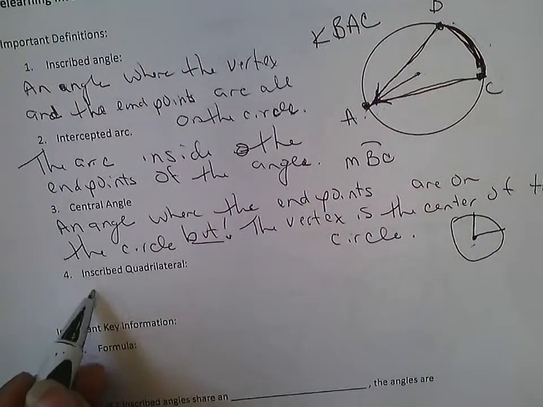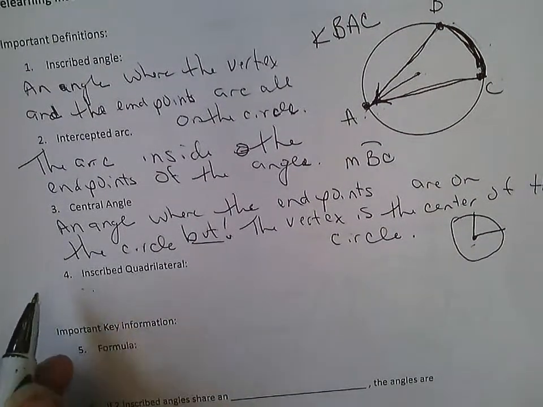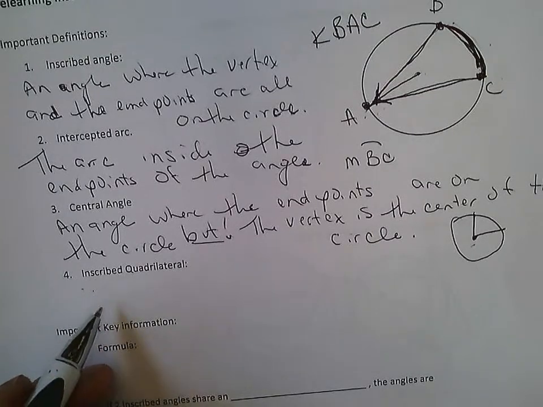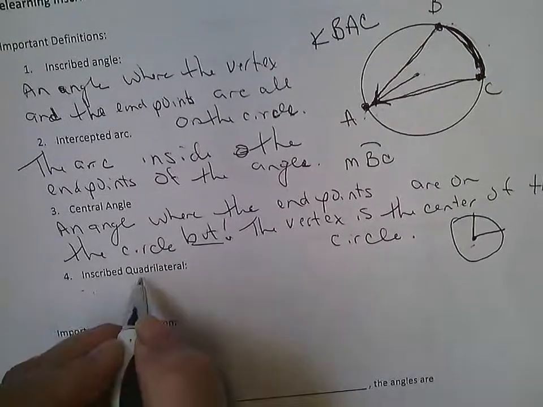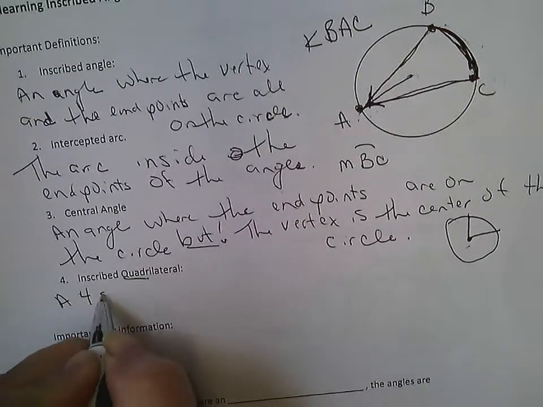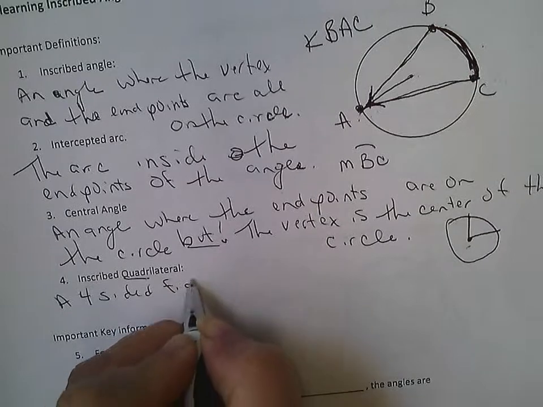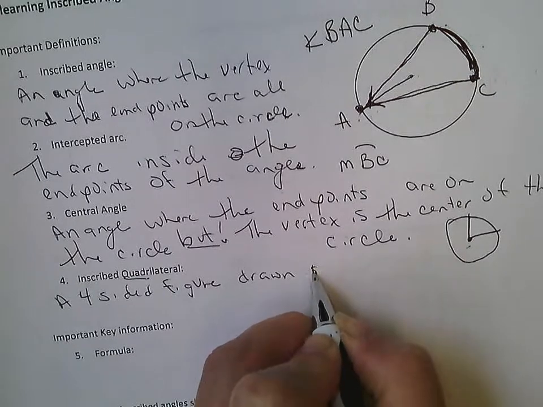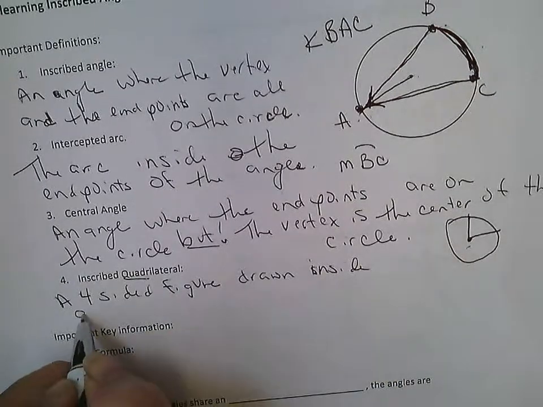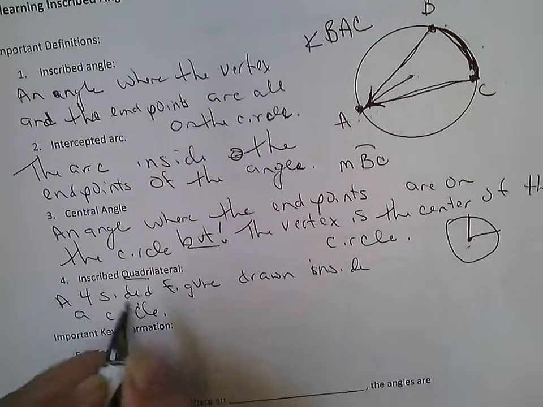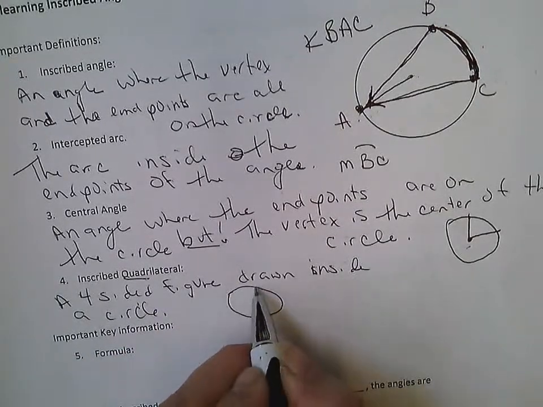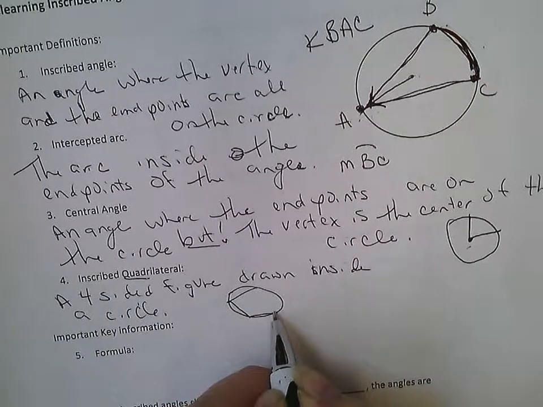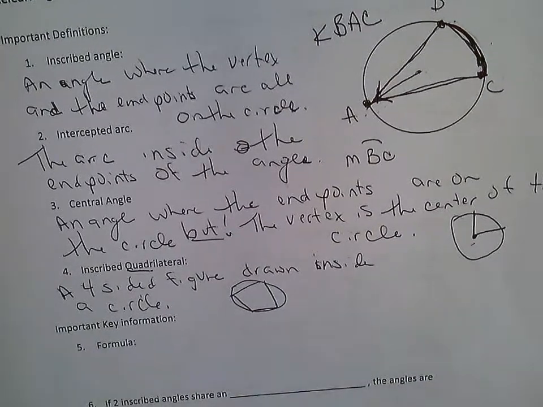All right. An inscribed quadrilateral. Now, inscribed means inside the circle. So it's a four-sided figure, because we have a quadrilateral, drawn inside a circle. So if we have a circle, we just put our four-sided figure in. It doesn't really matter how we do it, but all 4 points of our quadrilateral are on our circle. All right, so here's some key information.